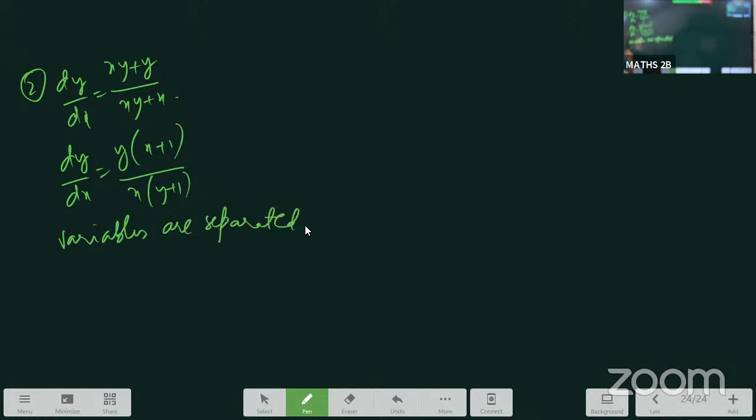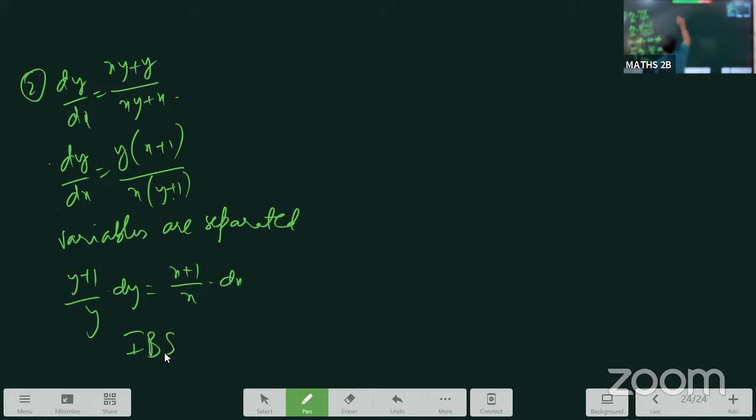Variables are separated. It means y plus 1 will come to numerator. See, y plus 1 comes to numerator, y comes to denominator, dy. Now this will be as it is, and dx means dy to one side, dx to another side, and dy means I should have all y variables, dx means I should have all x variables. Now integrate on both sides.